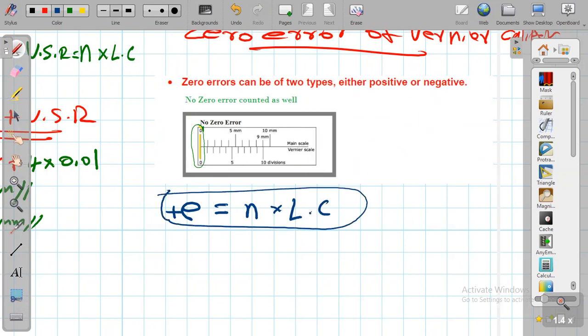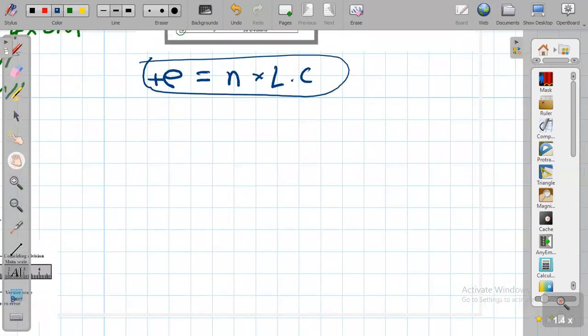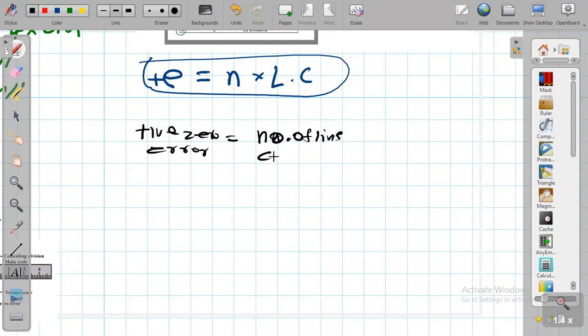In the simple method or in the long version, you can write positive zero error equals the number of lines coinciding in the vernier scale multiplied by the least count.